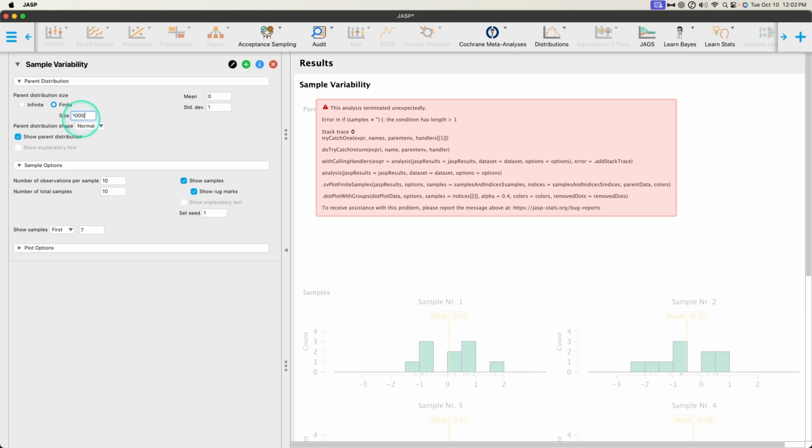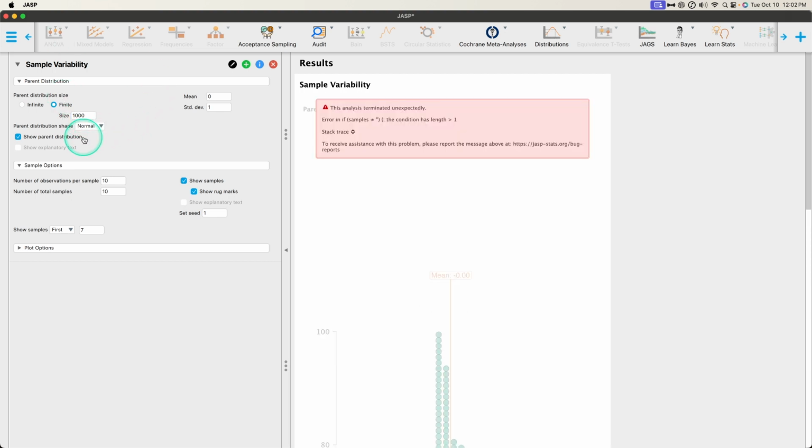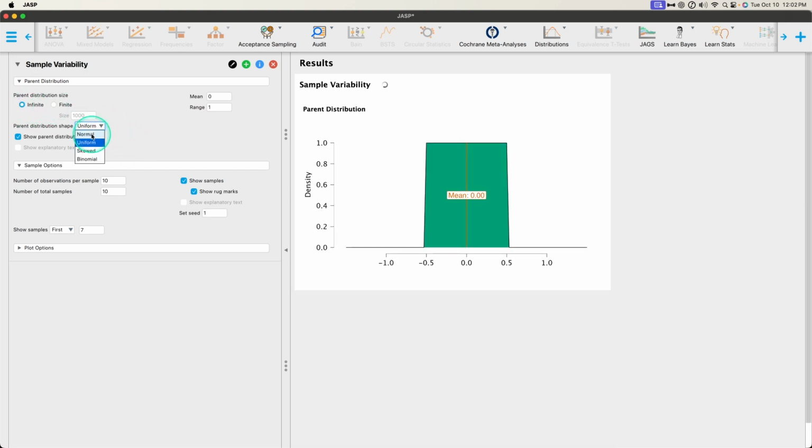Even if I change this to 1000, see what happens with finite. No, let's change this to binomial. Nope. Uniform. No, something's up with the finite thing. It's a bug there. Okay, let's go back to infinite. All right, that's uniform. Let's go back to normal.